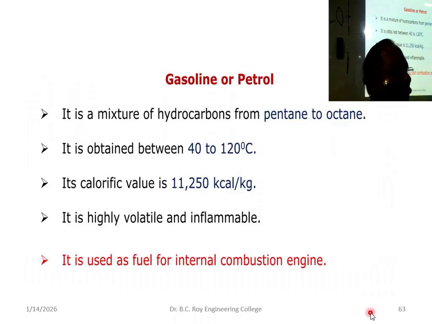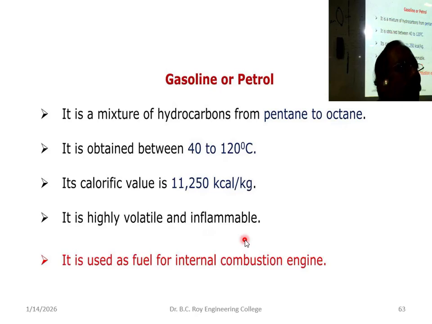Now one by one, let's understand gasoline. See the property of gasoline. It is pentane to octane, pentene to octane also to some extent. It is obtained between 40 to 120 degrees, as I told yesterday. Calorific value 11250 kilocalorie per kg. It is highly volatile and inflammable.